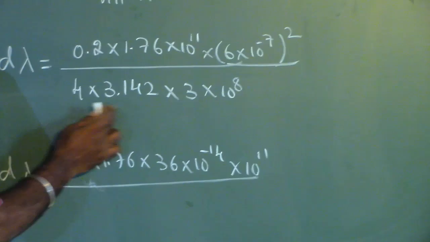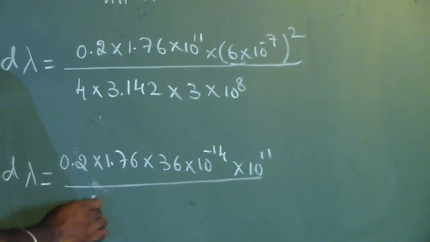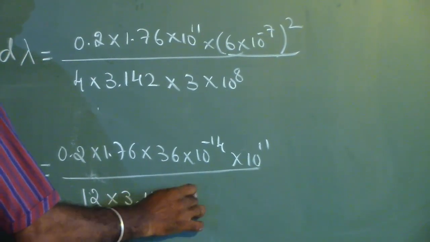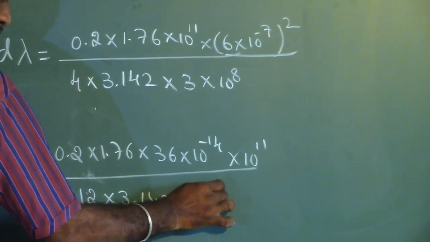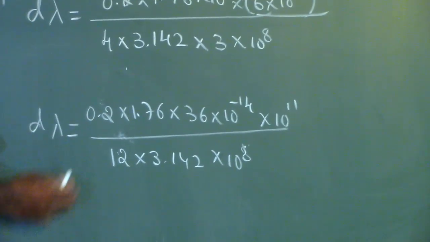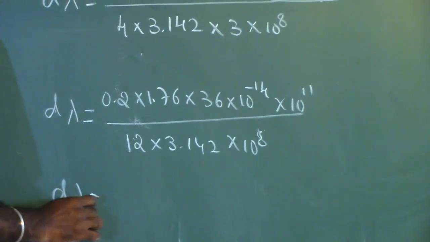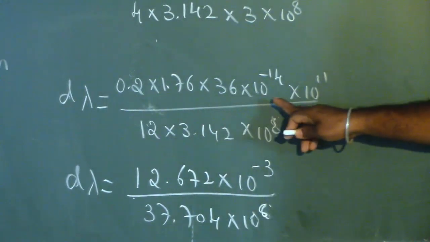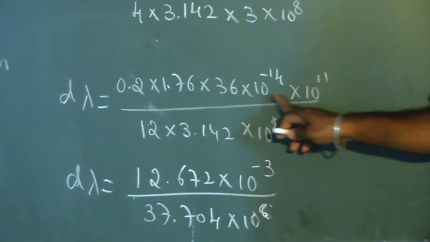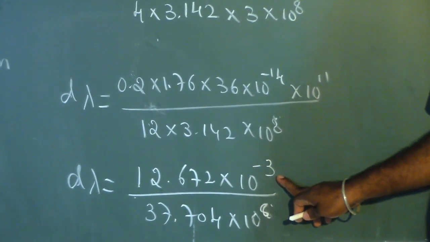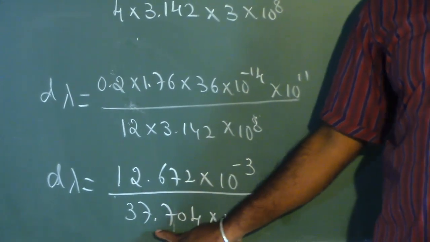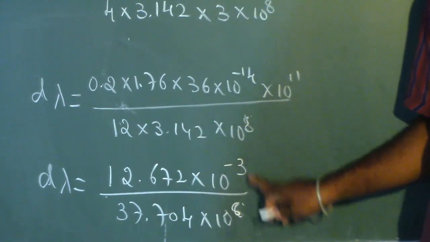In the denominator we have 4 into 3.142 into 3, so I will take it as 12 into 3.142 into 10 to the power of 8. Okay. Now let us simplify the numerical values on the numerator and the denominator. If I simplify the numerator value, it turns out to be 12.672, and simplification of powers will get you 10 to the power of minus 3 on the numerator. Simplifying the denominator, it will be 37.704 into 10 to the power of 8.